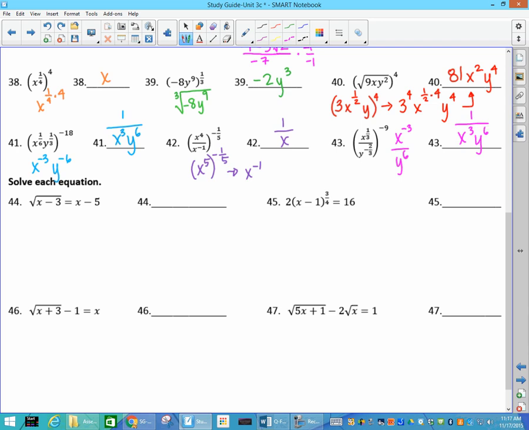Okay, on to solving equations. We're on the down home stretch. Okay, always want to isolate that radical first. So now I'm going to square both sides. Okay, and when I square this, I get just x minus 3 because my radical and my exponent cancel each other out. This is our little thing that we've talked about so much.